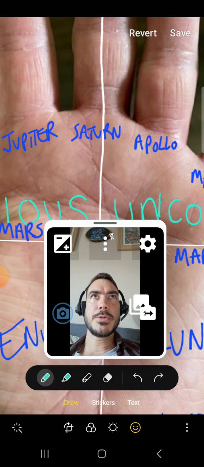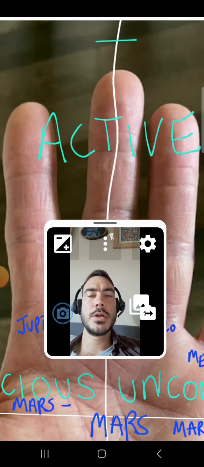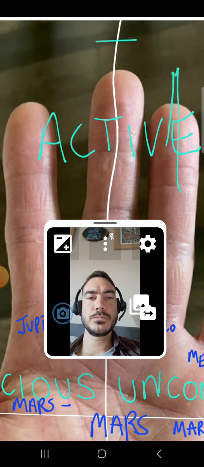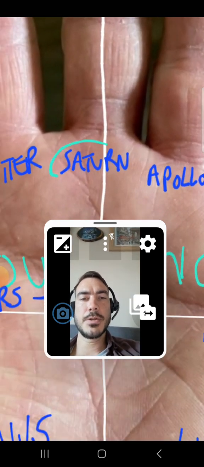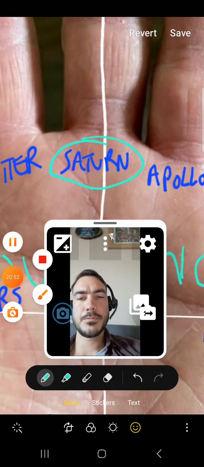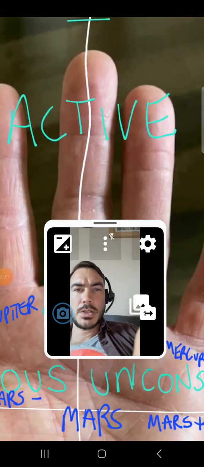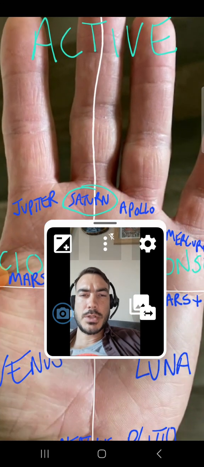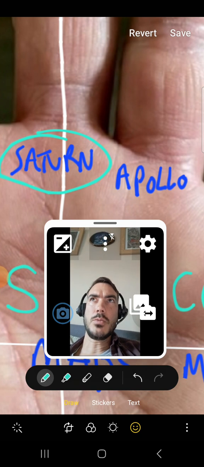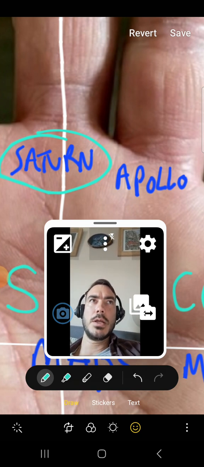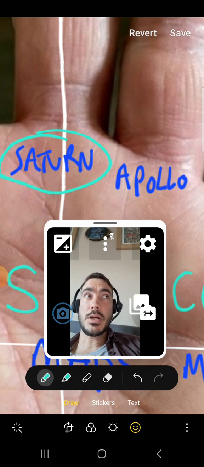So on the flip side, let's flip it around and make things hard again. Got someone with a long Saturn finger, and a depressed Saturn mount. So that would be long Saturn, depressed Saturn mount. Someone incredibly sensitive to the world around them, but without the ability to plan ahead. That would make them quite a depressive person.